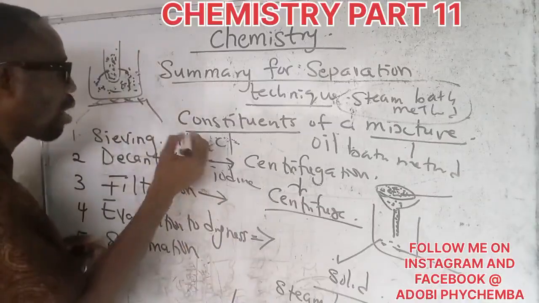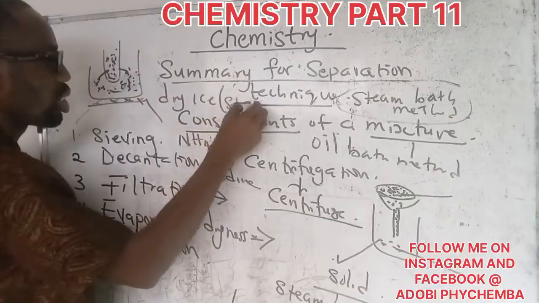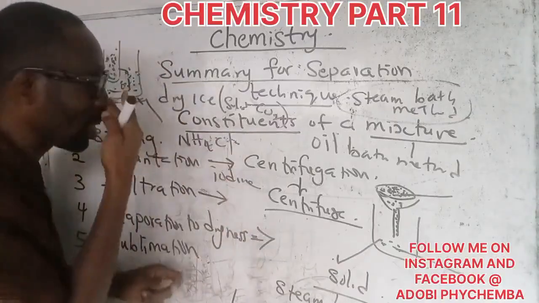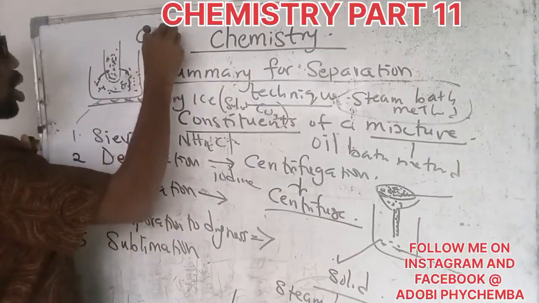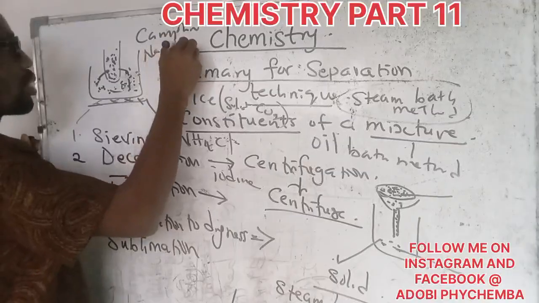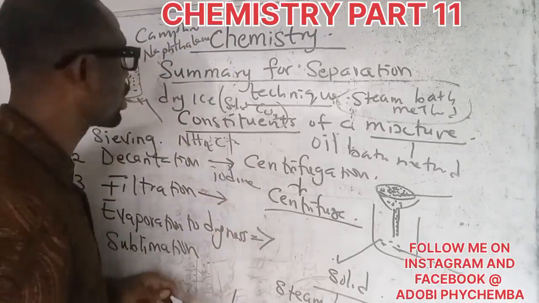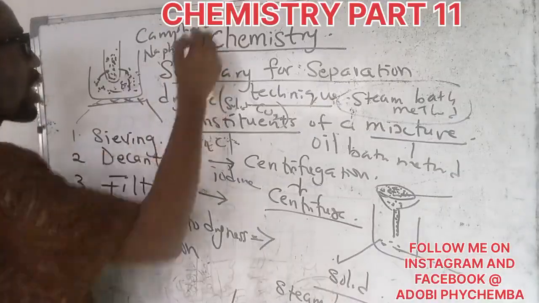Are you with me? We also have dry ice. Dry ice is solid CO2. Solid carbon dioxide is also an example of a sublime substance. We also have camphor, another example. We also have naphthalene. In those other videos you can see them, but I'm just summarizing.